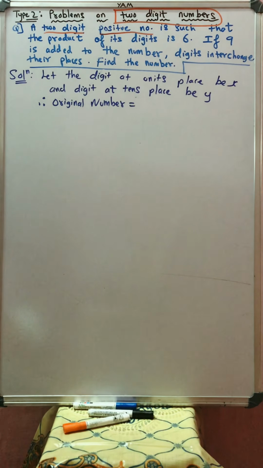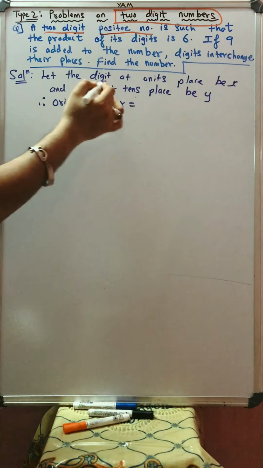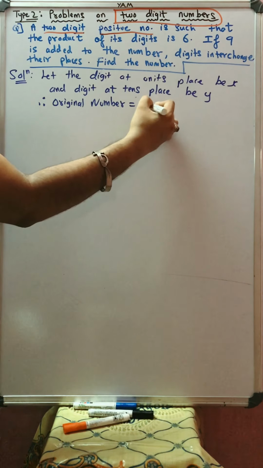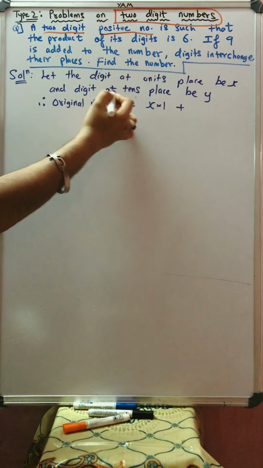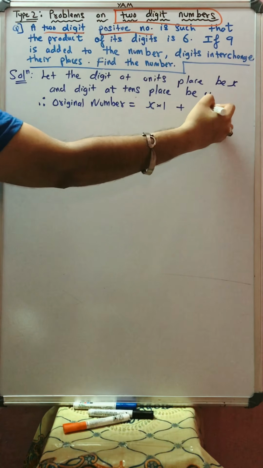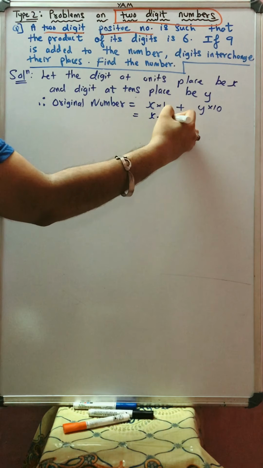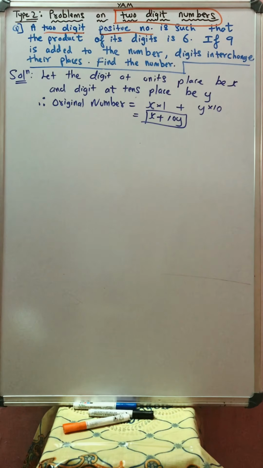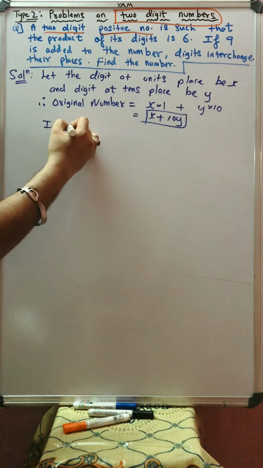Okay, now let's get back to our sum. We suppose that the digit at the units place be x and the digit at the tens place be y. So our units place is x, so x will be multiplied with 1, plus at the tens place we have y, so y will be multiplied with 10. So x ones are x plus y tens are 10y, and this will be our original number. Next, in all the questions we have to find the interchanged number.